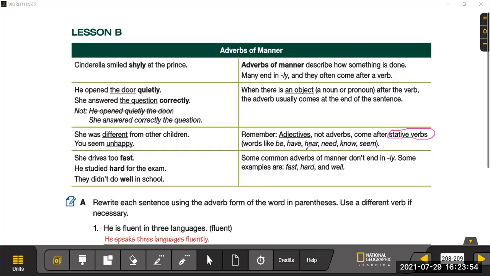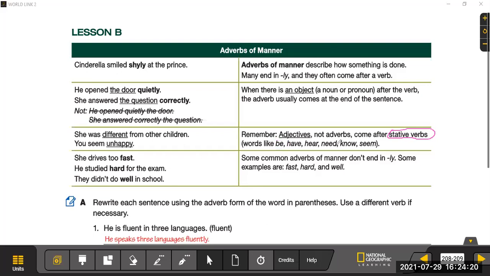Okay, so as you see here, we have words like be, the verb to be. If I say I am a teacher, right? That is a state. I cannot say I being a teacher, because that is incorrect.